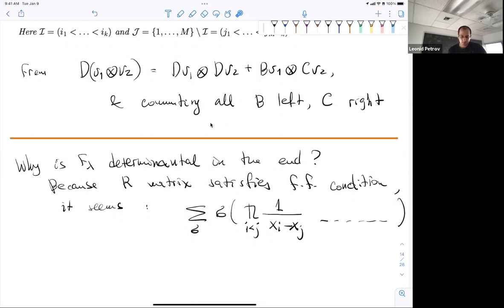But the R matrix, which is involved in the commutation relation, satisfies the free fermion condition, which leads to some simplifications along the way when you compute F. But it's not that direct, because for G, for example, you don't even get a determinantal formula by using this method. So there's some kind of integrable miracle happening here, the free fermion miracle.